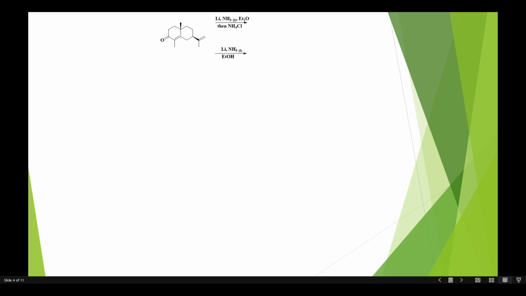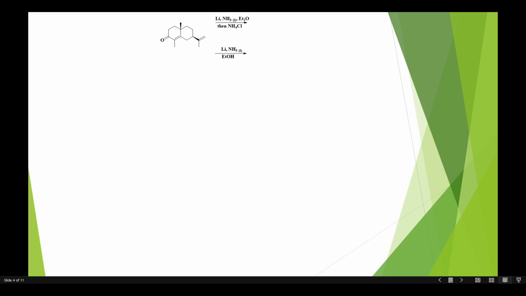We are using ammonium chloride. But in another case we are using liquid ammonia and ethanol. What product will you expect, and why? If you get a different kind of product, why will you get a different product as compared to the others? First, just predict which product we will get in the first case, and which kind of product you will expect in the second case.